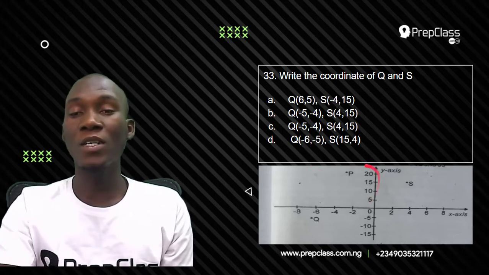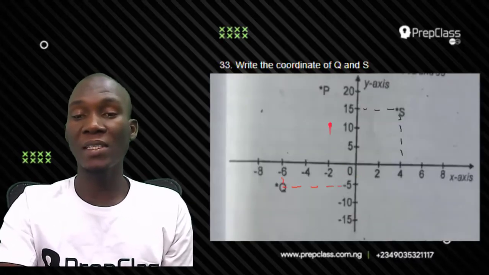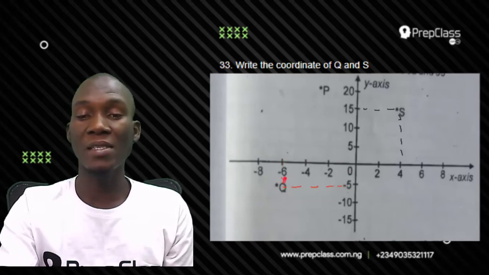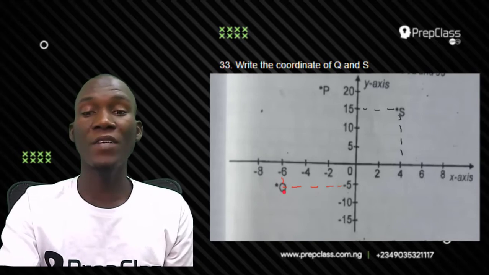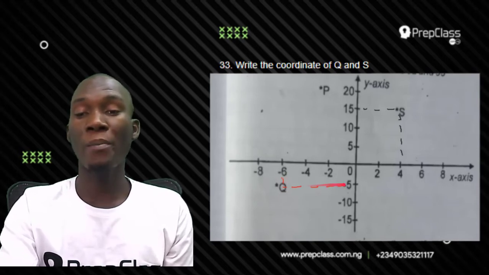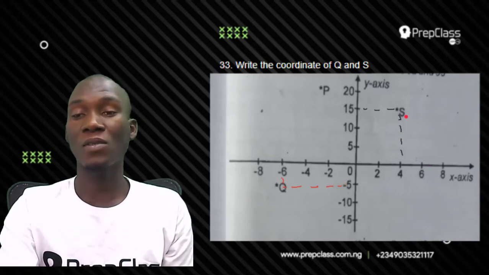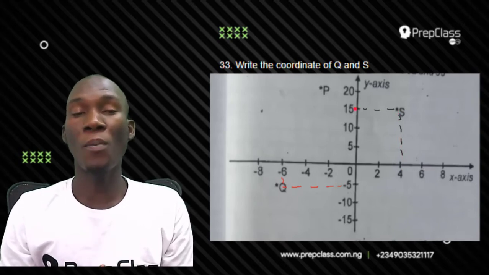So we have to find the coordinate of Q and X from the graph. Now looking at Q, this is point Q. We trace it to the x-axis and we trace it to the y-axis. Now tracing to the x-axis we have minus 6. Tracing to the y-axis we have minus 5. That is Q is having the coordinates minus 6, comma, minus 5. Good. So we move to the point X. We trace it to the x-axis, that is 4, and we trace it to the y-axis, that is 15. So we have 4, comma, 15.